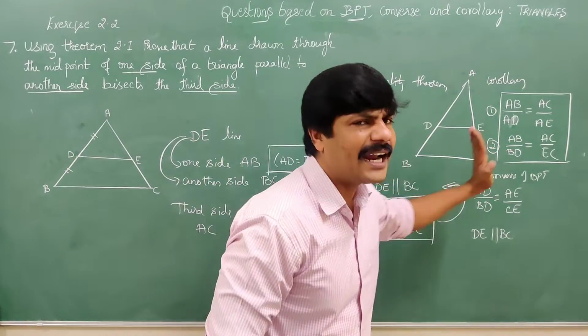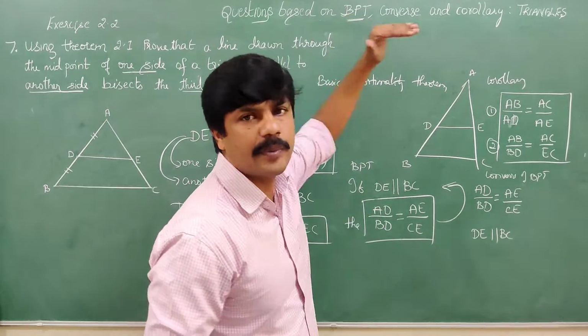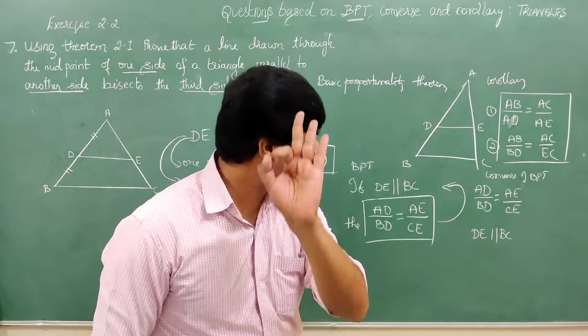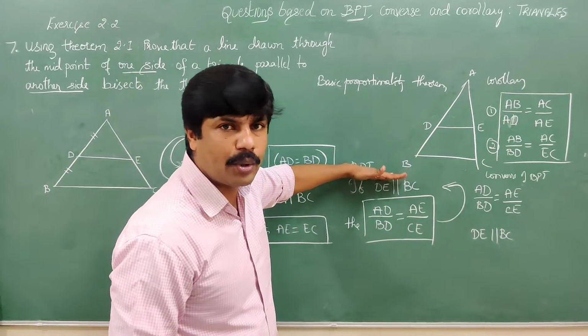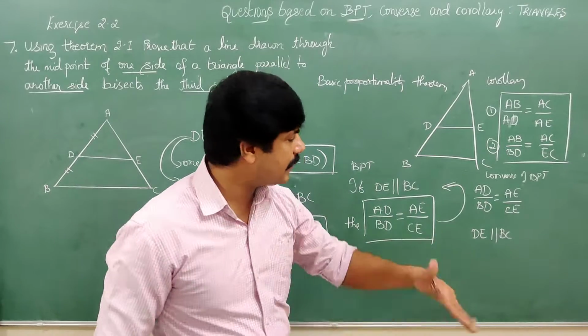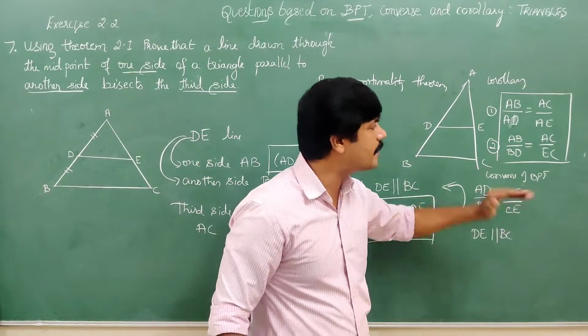Understand all three; they are highly important to solve all the problems based on the basic proportionality theorem. These three are very important basic knowledge. One must have that: BPT, the basic proportionality theorem, and the converse of the basic proportionality theorem also. In the converse, first it divides in the equal ratio, then it becomes parallel.